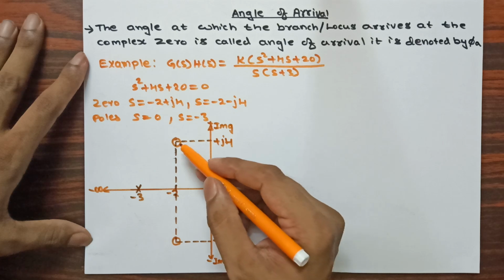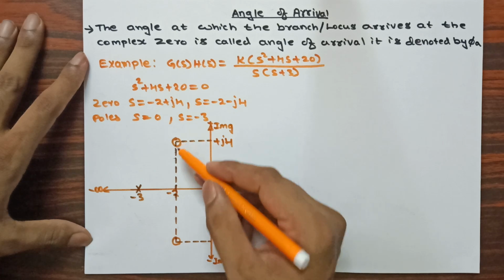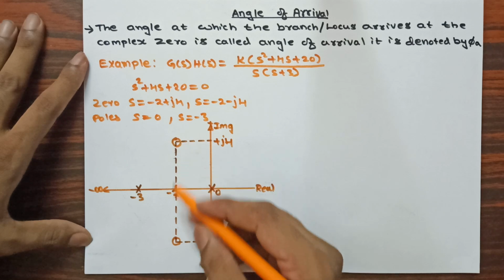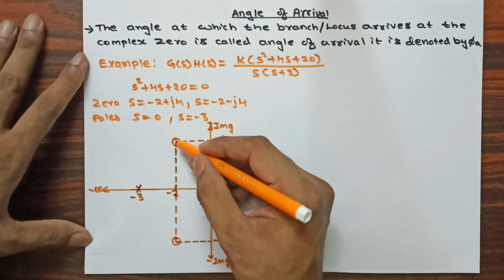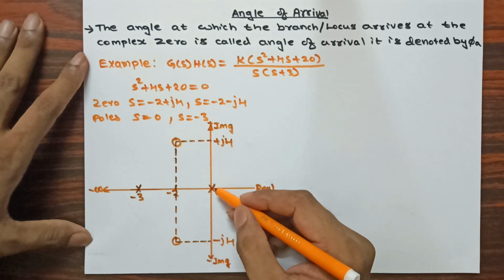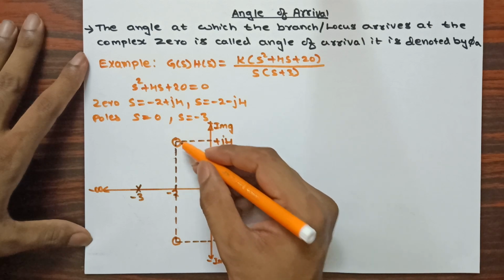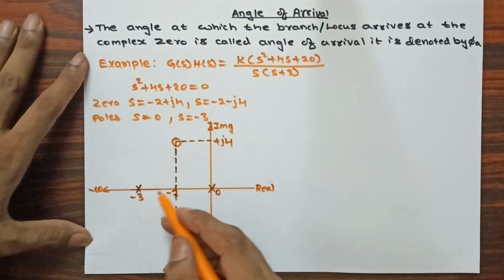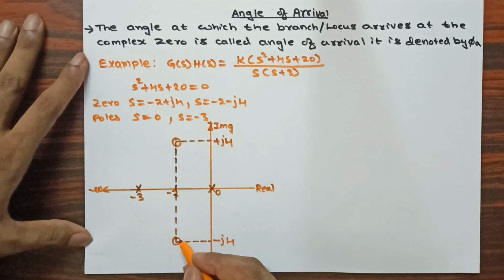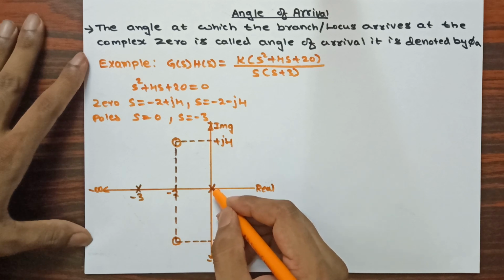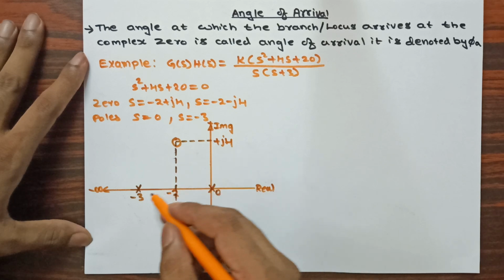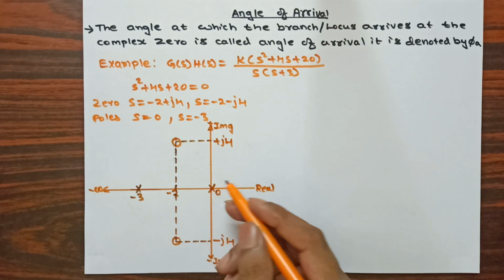In this example, I am considering this point. Therefore, this pole I am going to join towards this zero, and this zero I am going to join towards this zero, and this pole I am going to join towards this zero. By this I am going to get the pole angle, which I name phi p1, and from this I get the zero angle, which I name phi z1, and at this point I am going to get the second pole angle, which I name phi p2. Now I am going to join these angles.